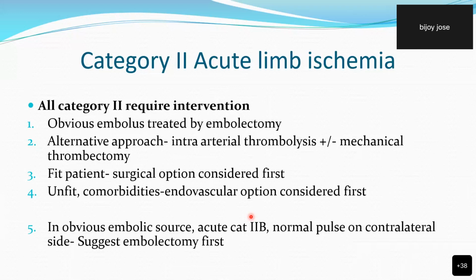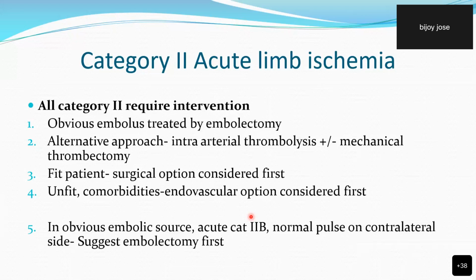So in a surgically fit patient presenting with obvious embolic occlusion, it is always better to proceed with embolectomy. Alternative approaches are intra-arterial thrombolysis or mechanical thrombectomy. If the limb is marginally threatened, and on evaluation the clinician finds that we can have 24 hours for endovascular management, then we can proceed with intra-arterial thrombolysis or mechanical thrombectomy. That decision depends solely on the ischemia of the limb.